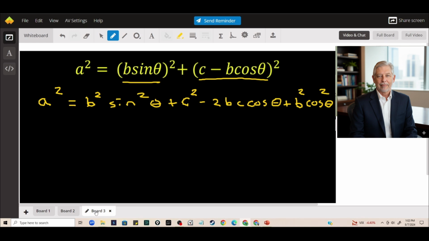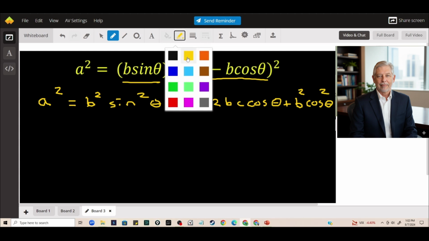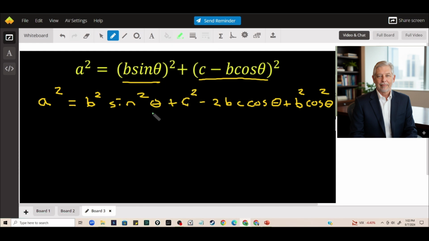If you look at it, is there a common factor that we could pull out? If you want to pause the video and see if you can find it, go ahead and do that. So the common factor, there we go, our common factor is that B squared. So I'm going to rewrite this whole equation. I'm going to say it's A squared is equal to B squared sine squared theta.